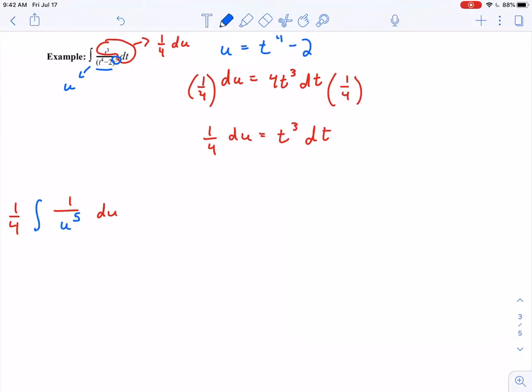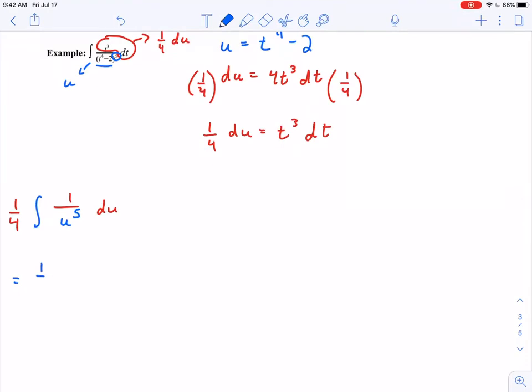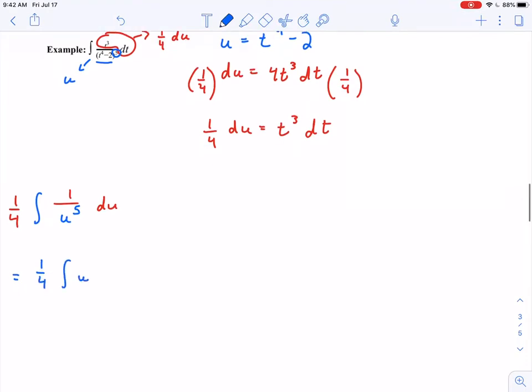I do have a slight problem, though, and that is I can't integrate this function while u to the 5th is in the denominator. If it was 1 over u, then yeah, sure, I could do that. But 1 over u to the 5th, that's not going to work. So I do need to just take a step and rewrite that. This will be 1/4 times the indefinite integral. This will be u to the minus 5 du. So let's see. I will say 1/4, add 1 to the power.